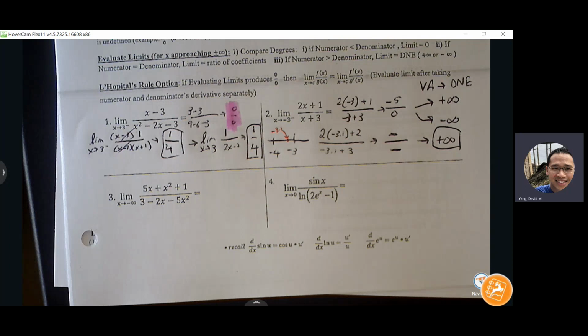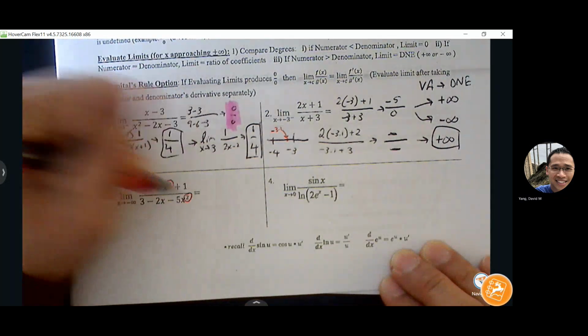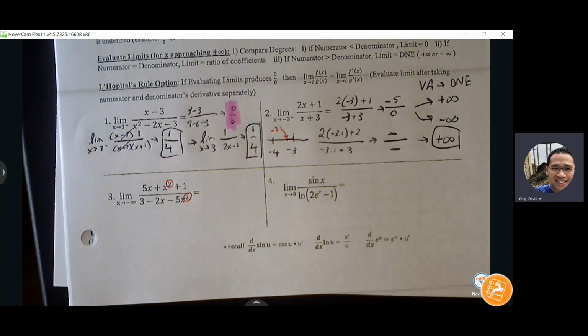Right, what's different about number three? It's approaching infinity, which is a different set of rules, right? We don't plug anything in. Instead, we just look to compare what? Compare the highest exponents. And then what do you notice? They're the same, which means that the limit is just going to be the what? The ratio of the coefficients. Right? So therefore, my limit is what? Negative 1 over 5. Yeah.